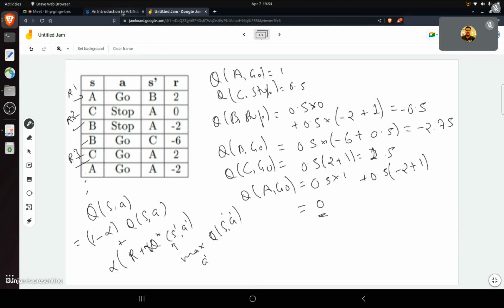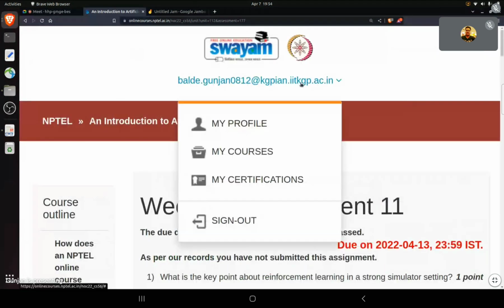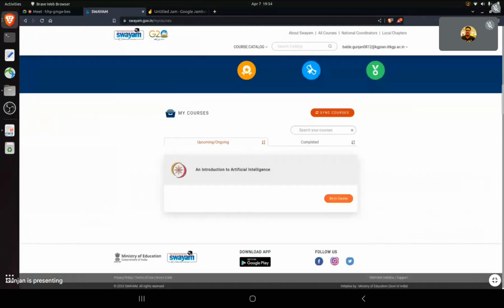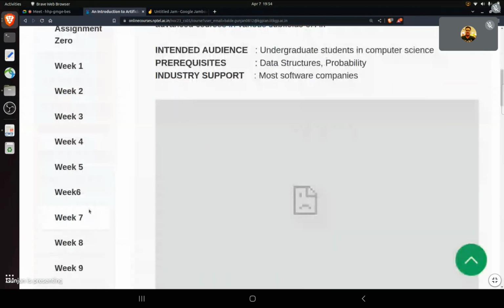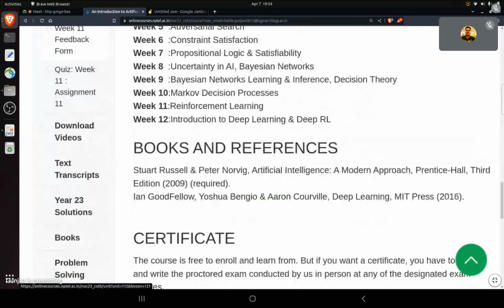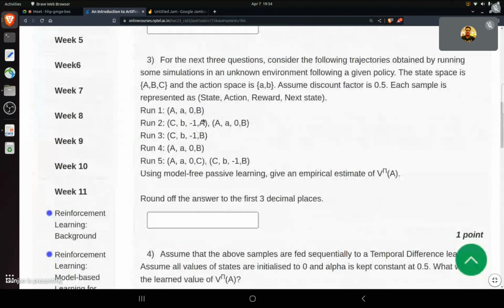It is not asking you to do Q learning, right? What is the question asking you to do? Let me go to this week's assignment now, because you are done with the questions. But we have to discuss one TD learning question, so we can do that. Week 11. Here it is asking you to give an empirical estimate of V pi(A). That means what will be the value for the policy.